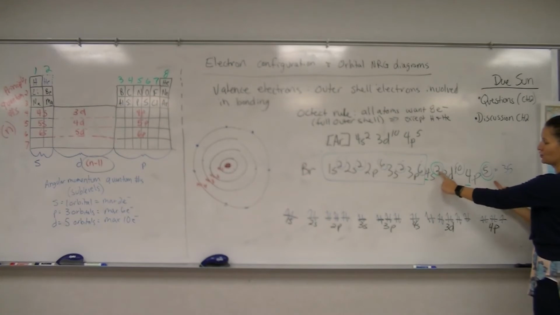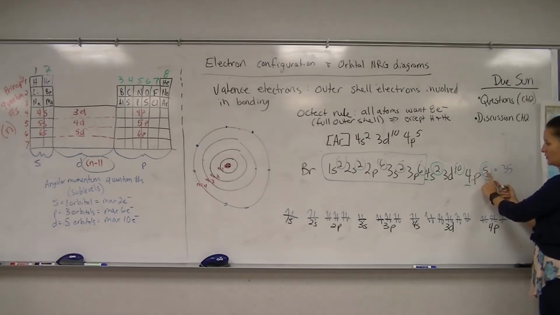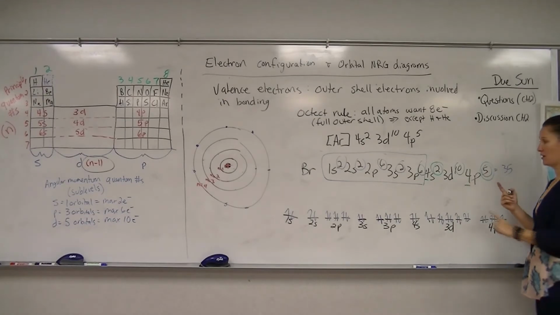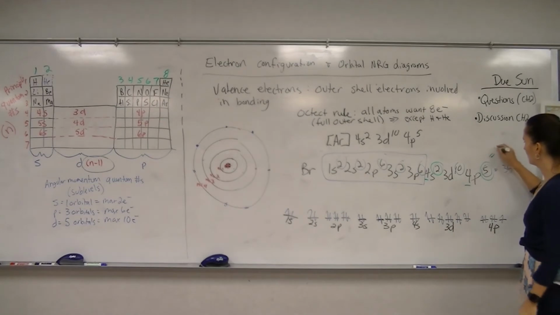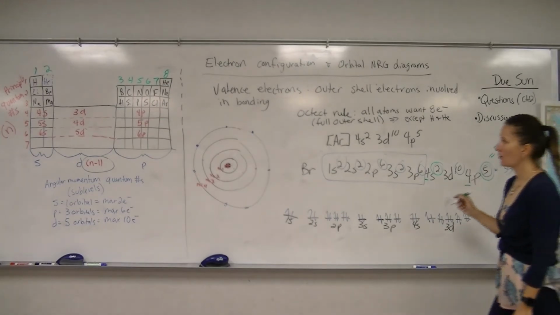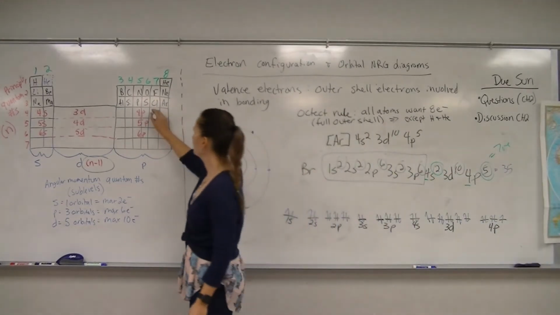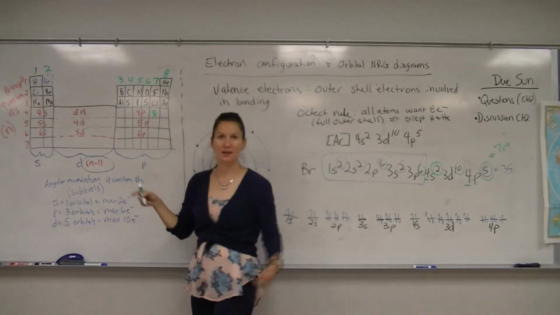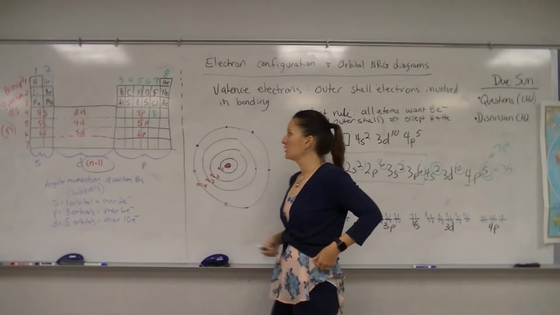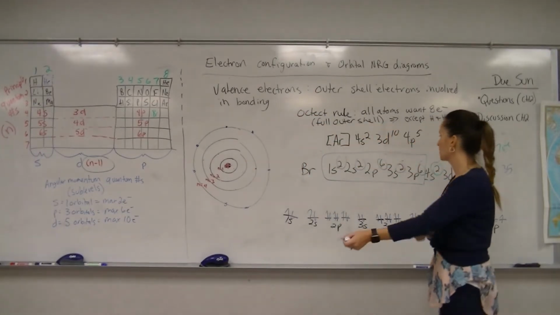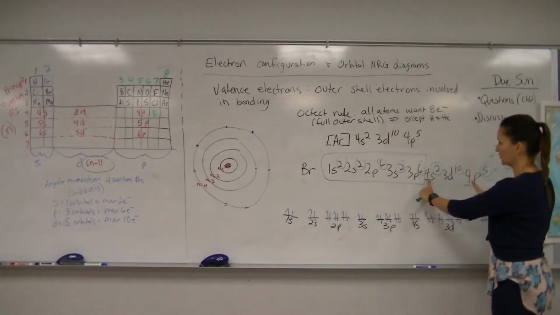So it has 2 valence electrons in the 4s and 5 valence electrons in the 4p. So if I add those together, 5 plus 2 gives me 7 valence electrons. Well, we just said bromine's right here. Bromine has 7, and it proves it with our electron configuration. So to figure out the valence electrons, you are just counting the highest energy level electrons.